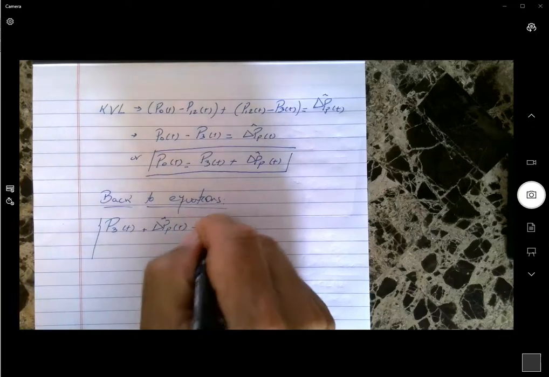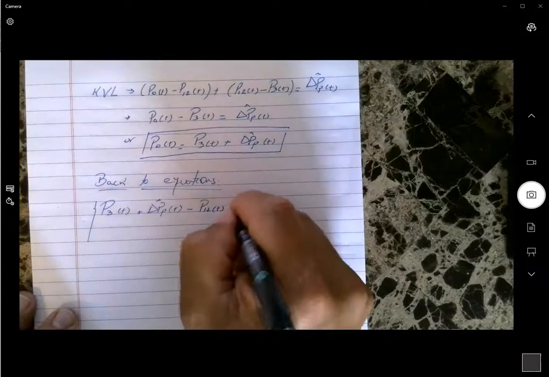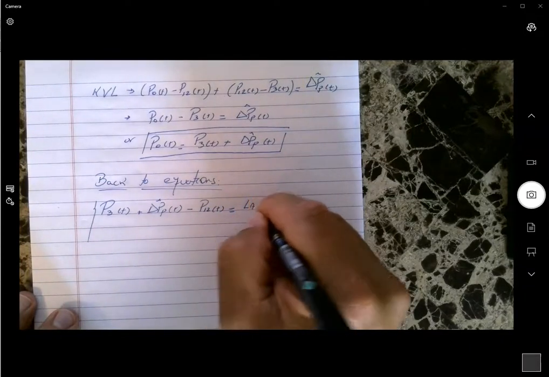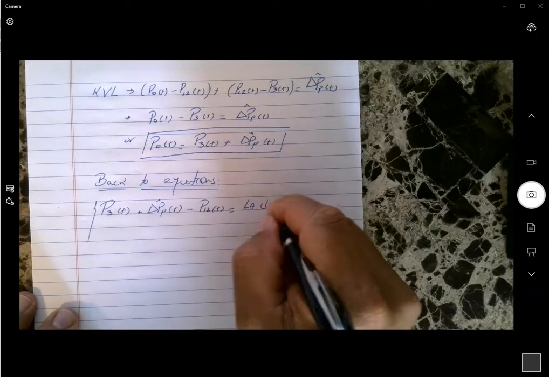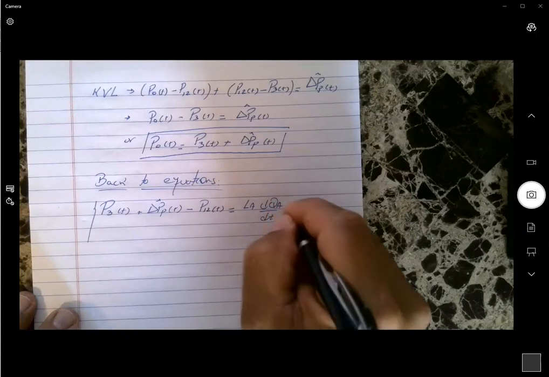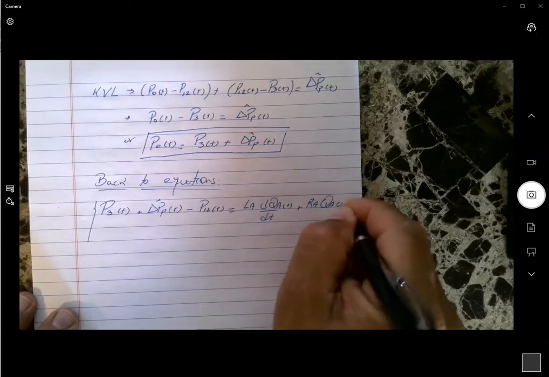So P3 plus delta P of the pump, using this equation, minus P12, which is now a variable that we'll keep, is equal to LA dQA dT plus RA QA of T. Originally we had P0 minus P12, so we replace P0 with these.